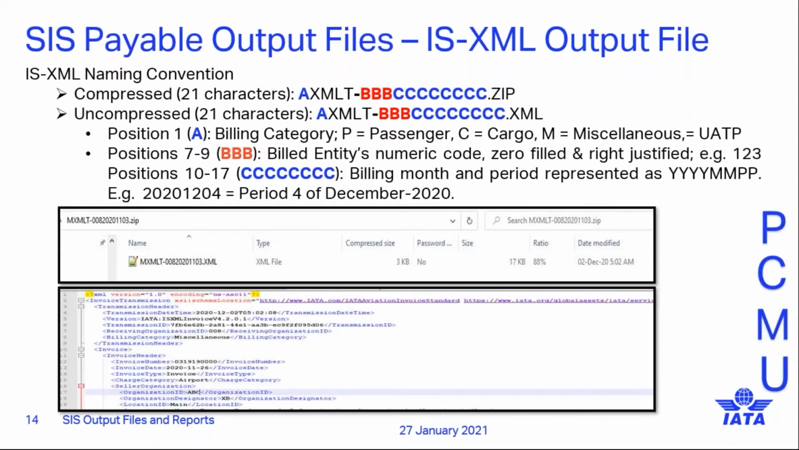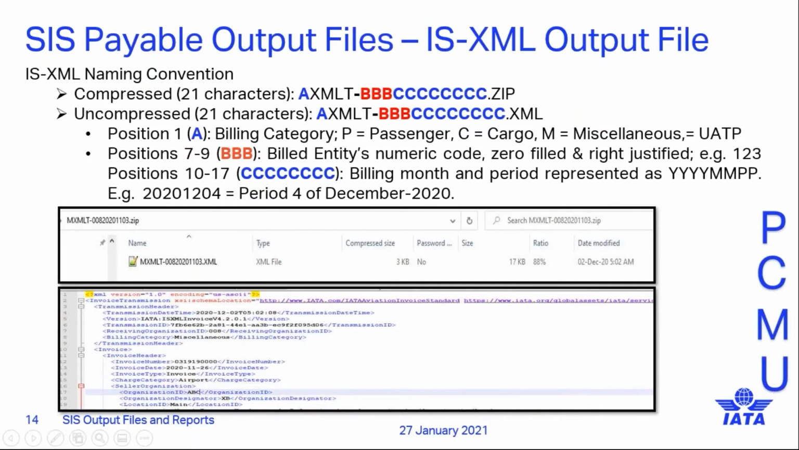So for the SIS payable output files, in the category of ISXML output file, the naming convention, as you see here, is compressed 21 characters and uncompressed 21, where in position 1 you have a letter per billing category. So this might be depending on the billing category: passenger, cargo, or miscellaneous. Positions 7 to 9 will be the billed entity's numeric code. So for example, as I'm showing in this slide, 1 to 3, the member code. And positions 10 to 17 will be the billing month and period represented as year, month, period. For example, period 4 of December 2020 would be 2020 1204.